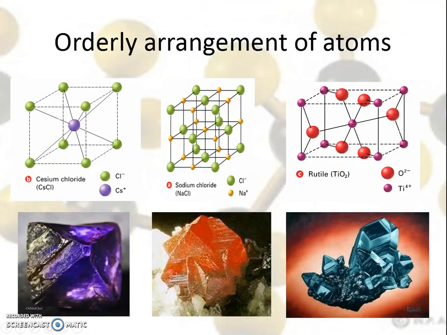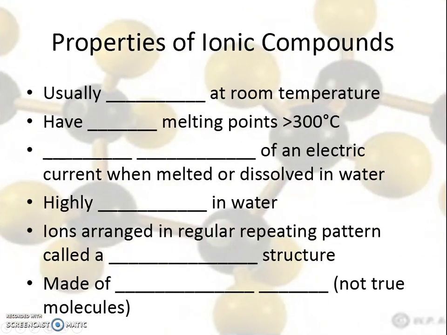Okay. So what do these atoms look like? Well, if it's an ionic compound, it's going to be very neat and orderly. It has a nice, pretty structure to it. Everything is just beautifully aligned and structured in repeating patterns. And that's how you get to these pretty crystals. All right. Properties of ionic compounds.